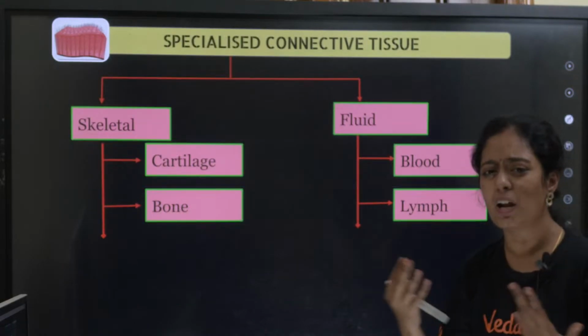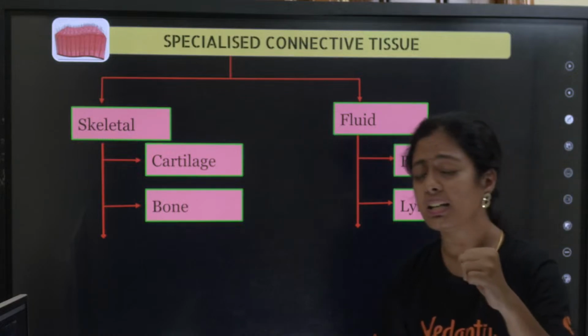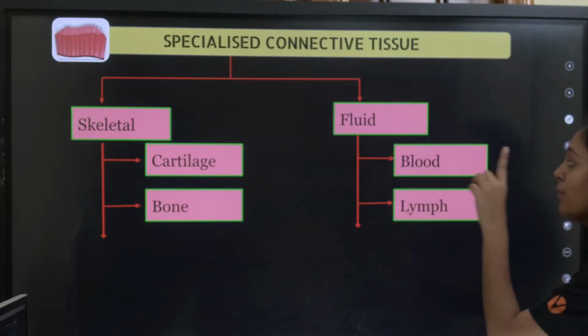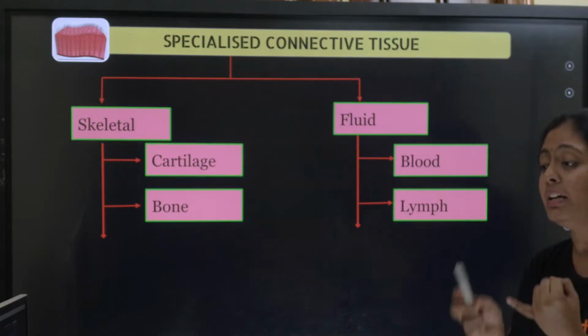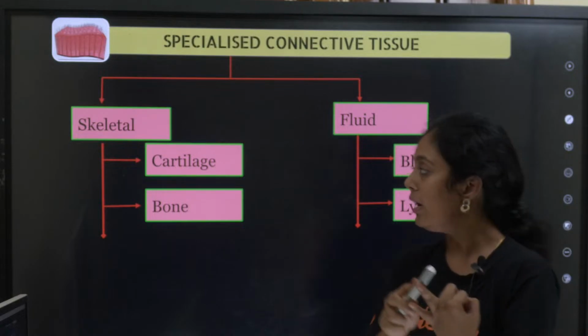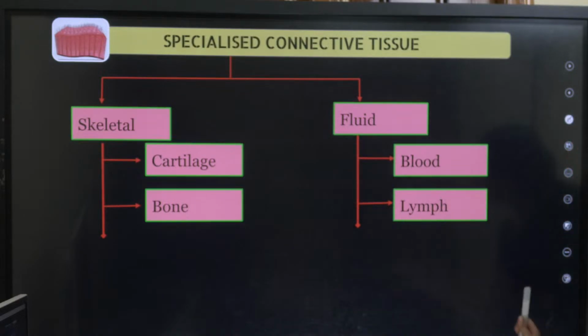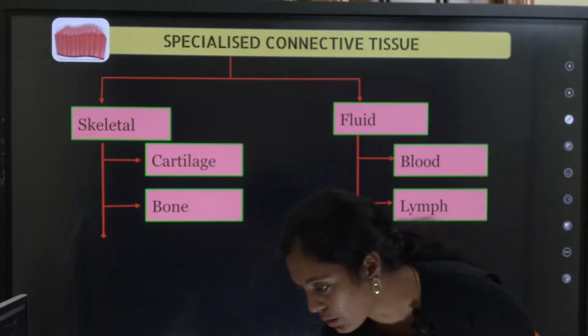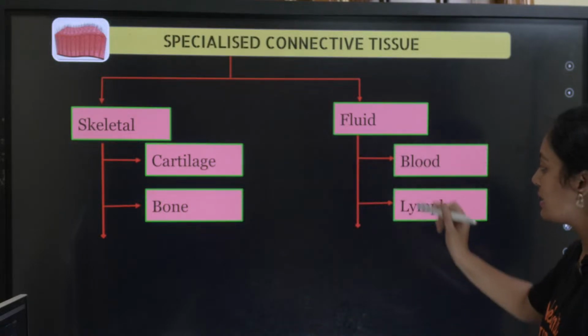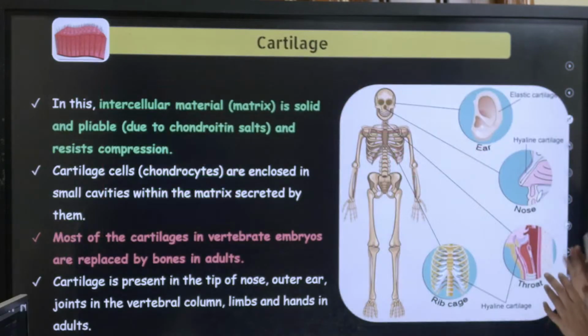Specialized connective tissue, we are almost coming to an end. Specialized connective tissue has skeletal and fluid. What is there in skeletal? Cartilage and bone. Okay, what is there in fluid? Blood and lymph. We have already seen this fully in body fluids and circulation, right? So we discussed this. So now what is cartilage, what is bone?